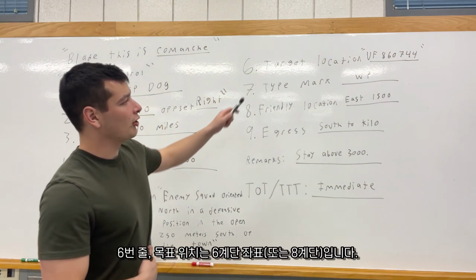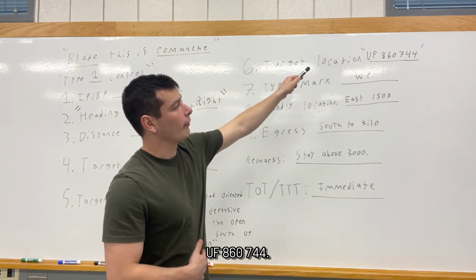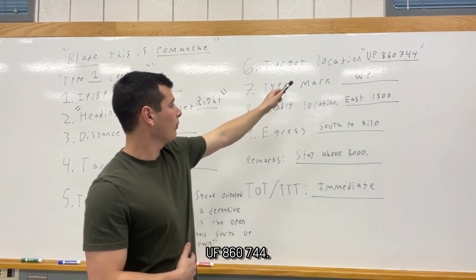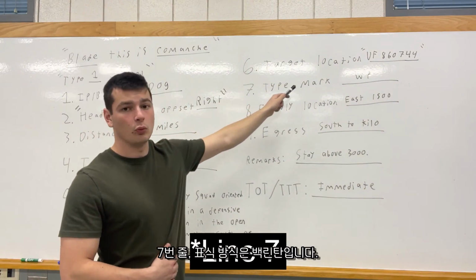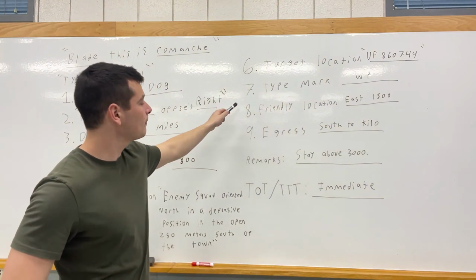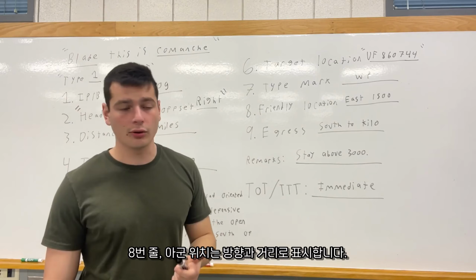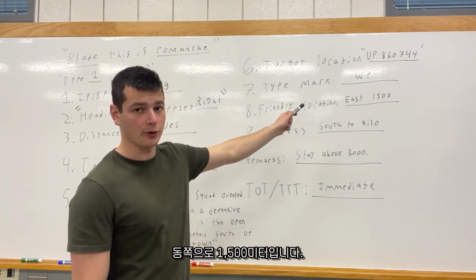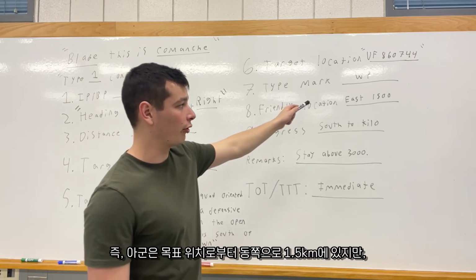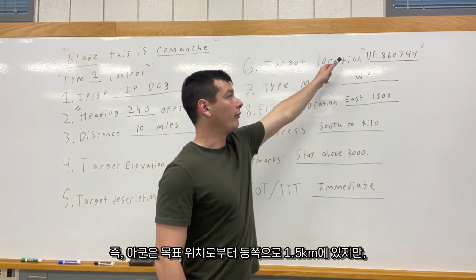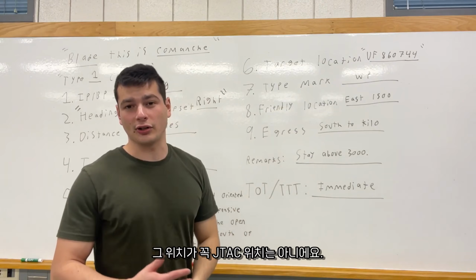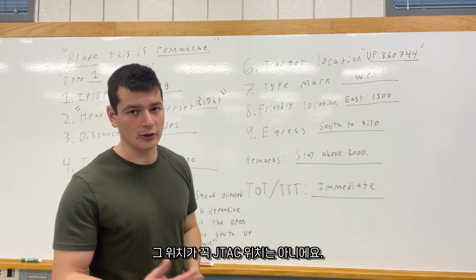Line 6, target location, we're using a 6-digit grid, Uniform Fox 860744. Line 7, mark, Willie P, white phosphorus. Line 8, friendly location, again using a cardinal direction and meters, east 1500. That means that friendly forces are 1,500 meters east of this grid where the target is, but it doesn't necessarily mean that the JTAC is in that position.